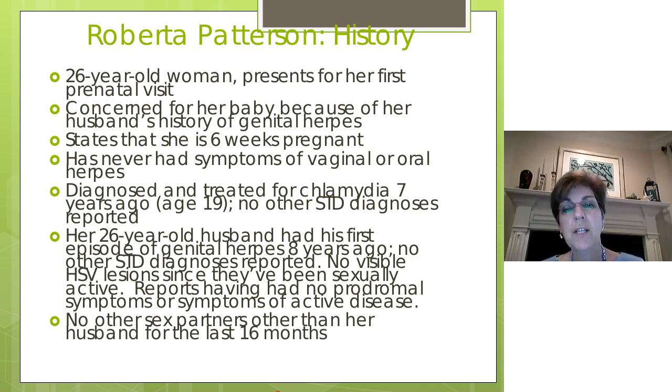Her 26-year-old husband had his first episode of genital herpes 8 years ago. No other STD diagnosis reported. No visible herpes simplex lesions since the time that they've been sexually active, and he reports having no prodromal symptoms or symptoms of active disease in that time. And they haven't had any other sex partners in the last 16 months other than each other.